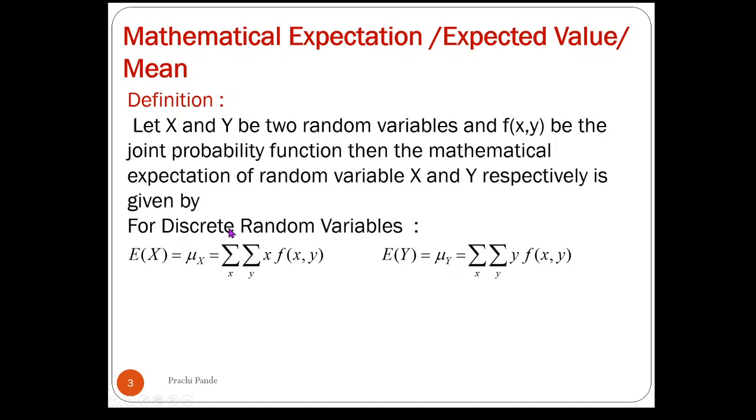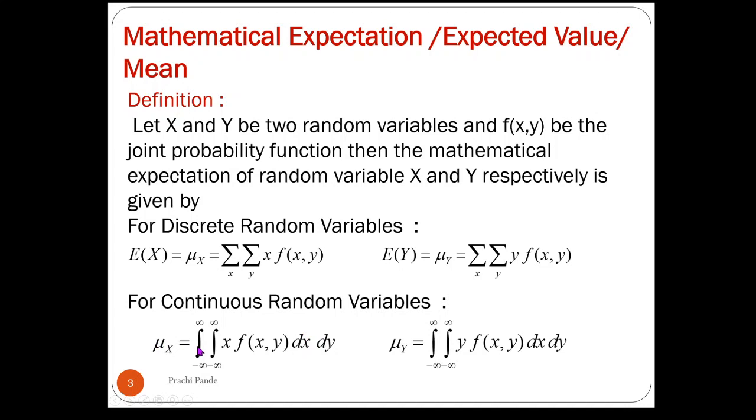If the random variables are discrete, then mu x is equal to double summation over x and y, x into f of xy, and expectation of y, that is mu y, is equal to double summation over x and y, y into f of xy. If x and y are continuous random variables, then mu x is equal to double integration from minus infinity to infinity x into f of xy dx dy, and similarly mu y, that is expectation of y, is double integration from minus infinity to infinity y into f of xy dx dy.